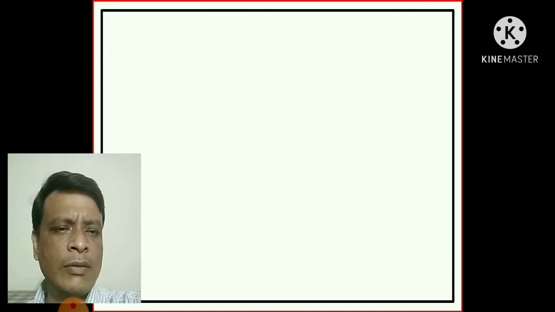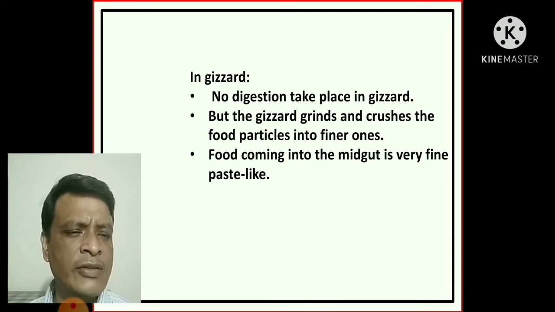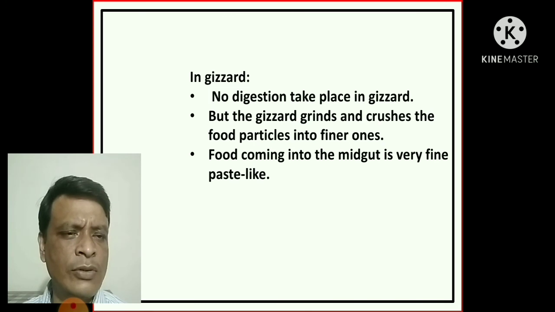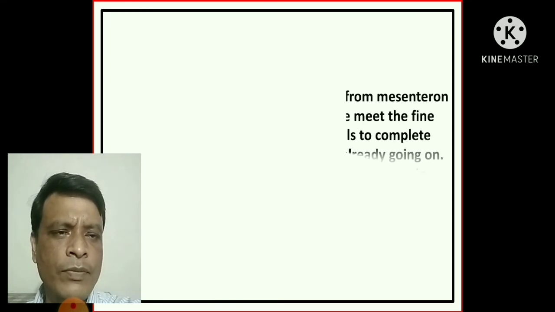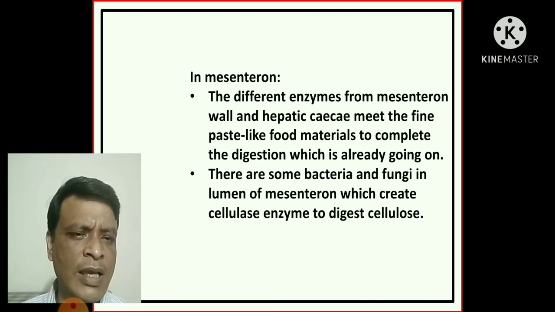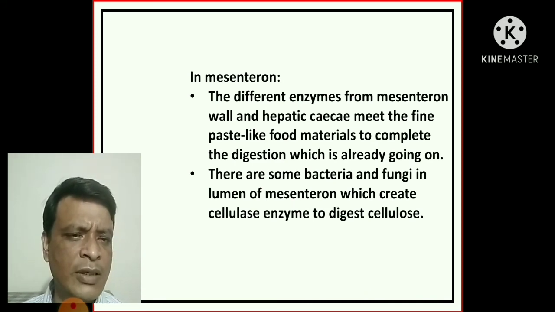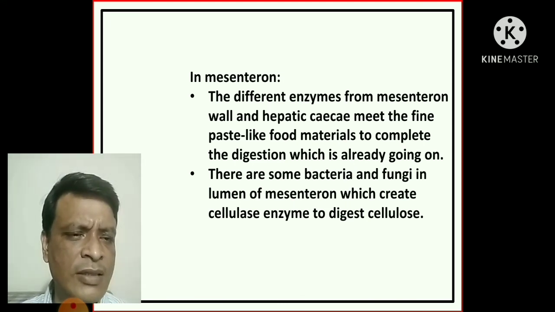In the gizzard, no digestion actually takes place, but the gizzard grinds and crushes the food particles into finer ones. Food coming into the midgut is a very fine paste-like material. In the mesenteron, the different enzymes from the mesenteron wall and the hepatic ceca meet the fine paste-like food materials to complete the digestion, which is already going on. There are some bacteria and fungi in the lumen of the mesenteron which create cellulase enzymes to digest cellulose.